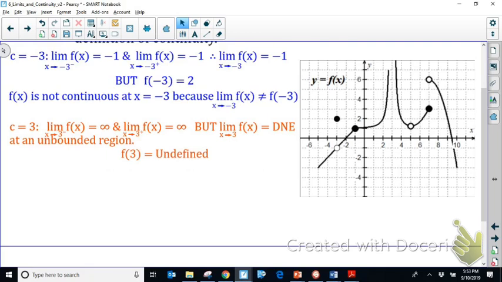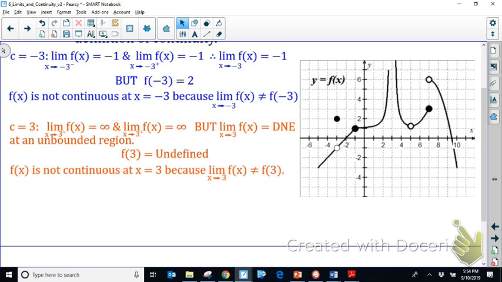Now we can still evaluate it. F of 3 will be undefined. I could not plug an x number in there and get an answer out. So here I'm going to say it's not going to be continuous because according to the definition, the limit as x approaches 3 does not equal f of 3.